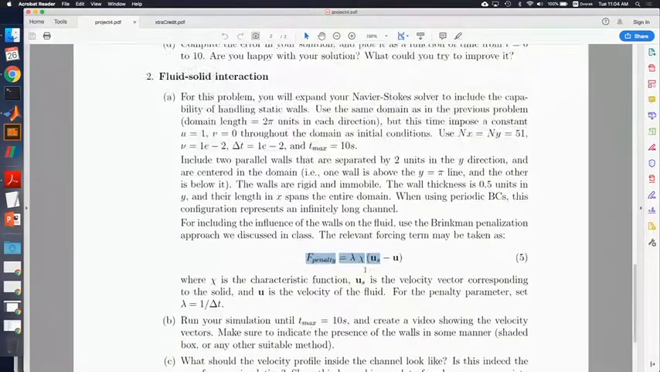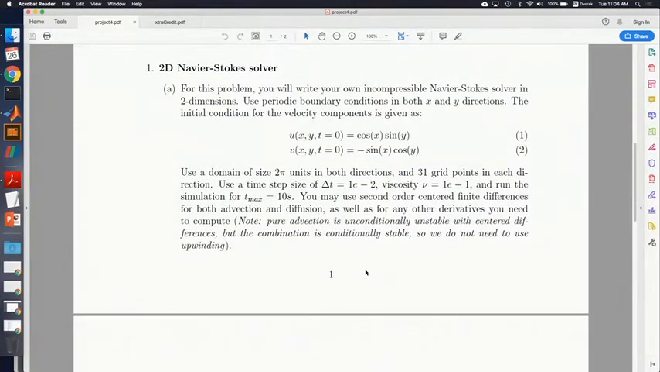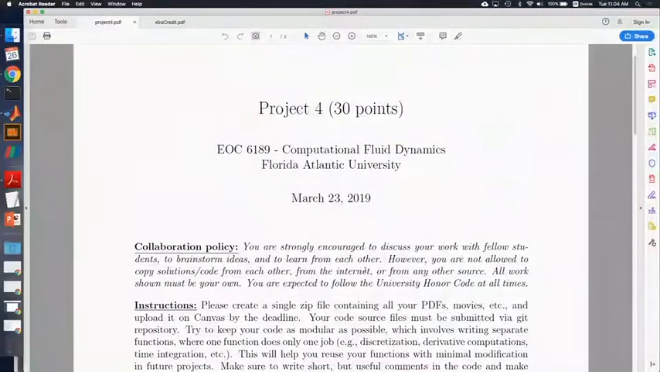All right, so all of this is due at the end of the term. I believe it's April 22nd, but again, don't leave it for the last minute. Okay, any questions about the project? This is 30 points, that's 30% of your total grade.